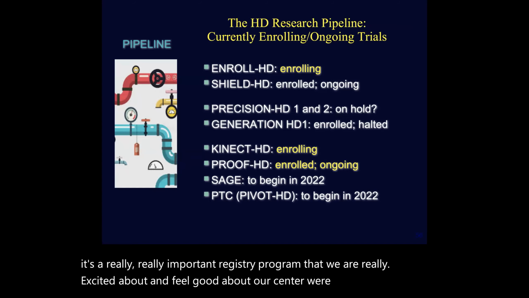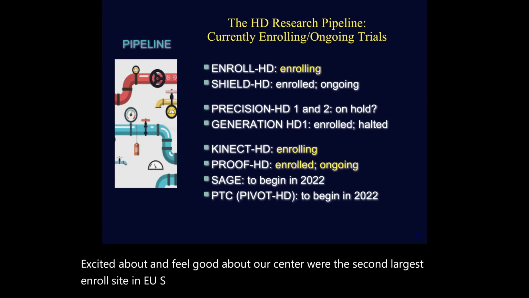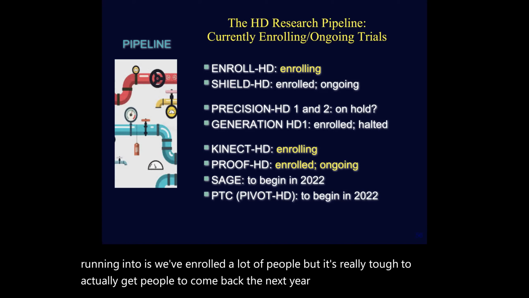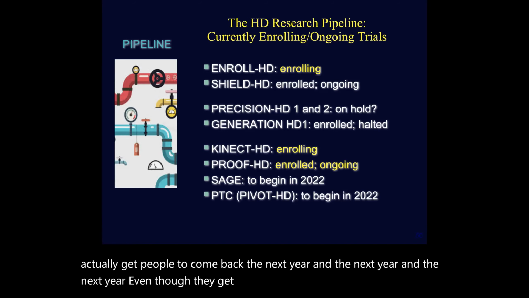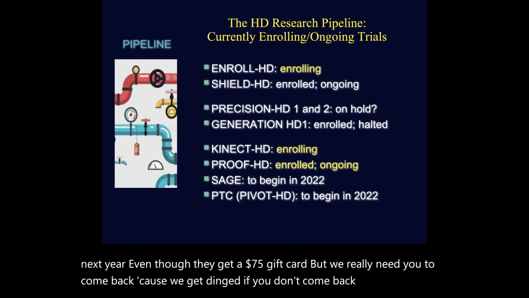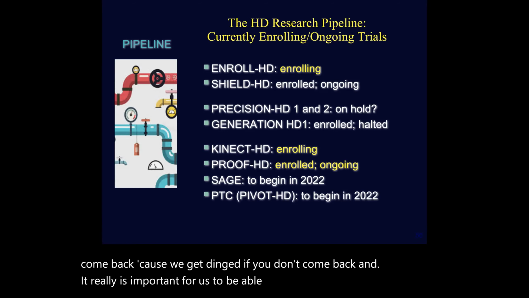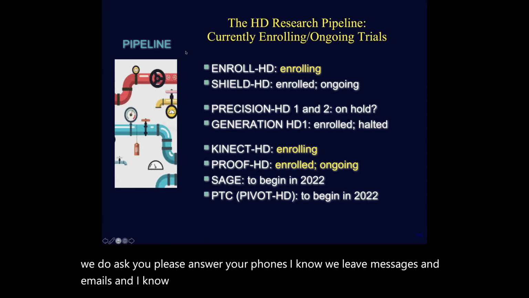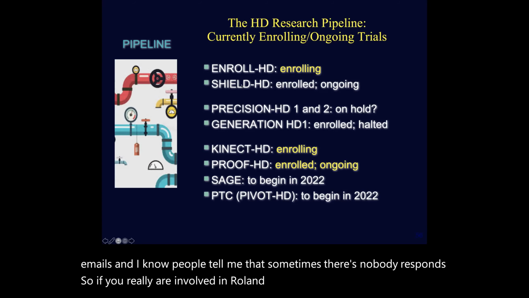We're actually the second largest Enroll site in the US, and we're pretty proud of it, but it's really important to bring people back. One of the problems we're running into is we've enrolled a lot of people, but it's really tough to get people to come back the next year and the next year and the next year, even though they get a $75 gift card. But we really need you to come back because we get dinged if you don't. And it really is important for us to be able to follow the natural history of HD. So we do ask you, please answer your phones. I know we leave messages and emails, and I know people tell me that sometimes nobody responds. So if you really are involved in Enroll and hear from any of these guys, please answer them.